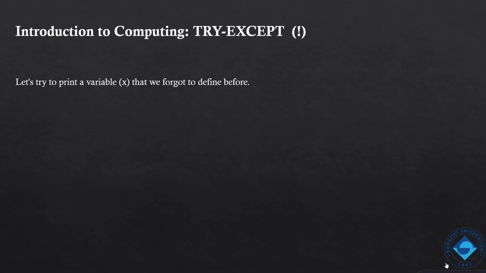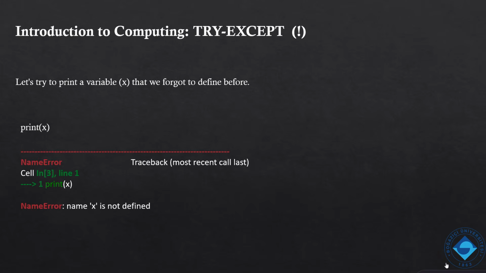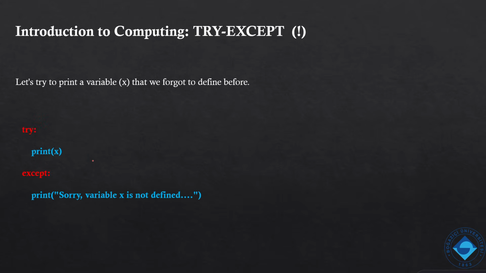Let's try to print a variable x that we forgot to define before. Then in this case, we will get an error. It is a NameError and it will show us "name 'x' is not defined", right? But if I try again, and I put the print(x) under the try block, and I put this explanation under except, in this case, we will get this explanation: "Sorry, variable x is not defined."